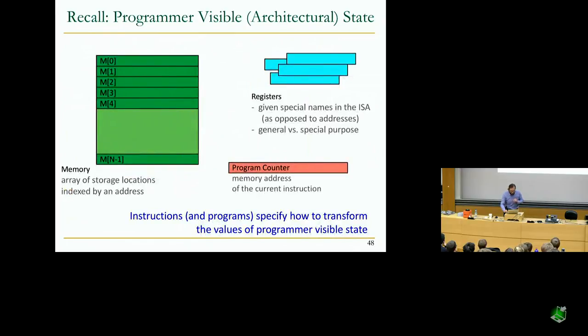Okay. So recall, what is this architectural state? Architectural state is whatever is visible to the programmer. It's the memory, it's the registers, it's the program counter, right? At least in the von Neumann architecture. In data flow, this program counter goes away. Registers may or may not go away also, but we're not going to talk about that.